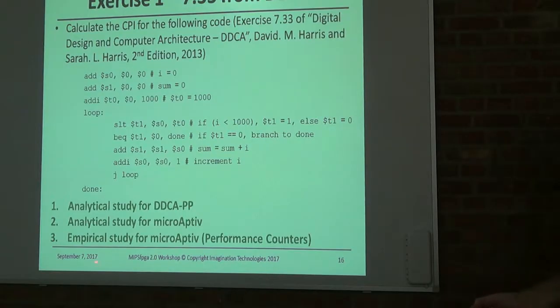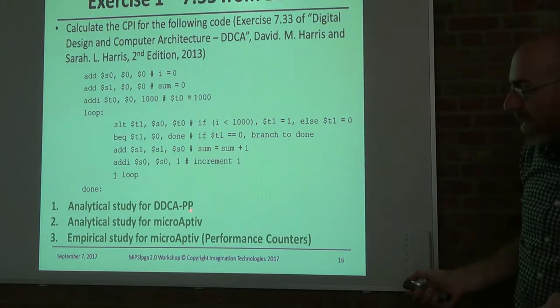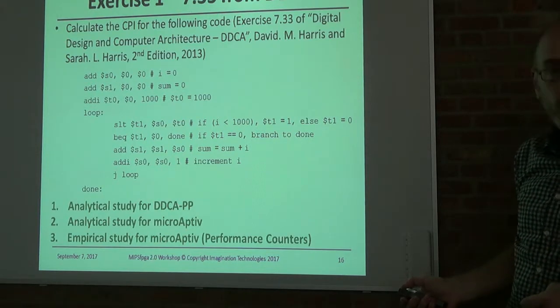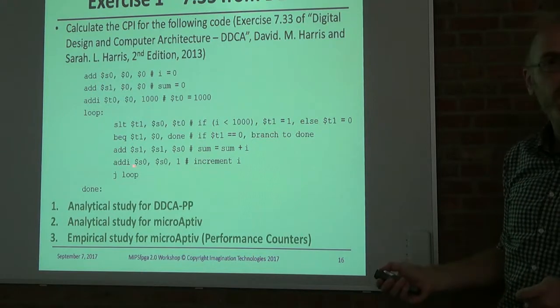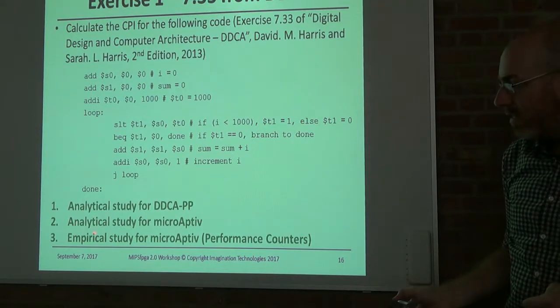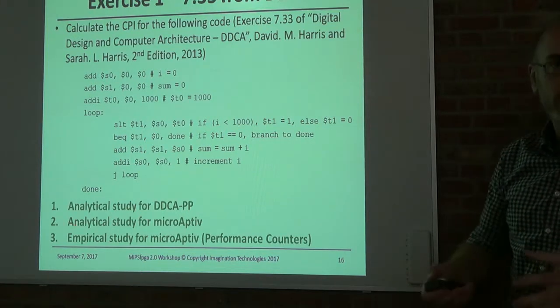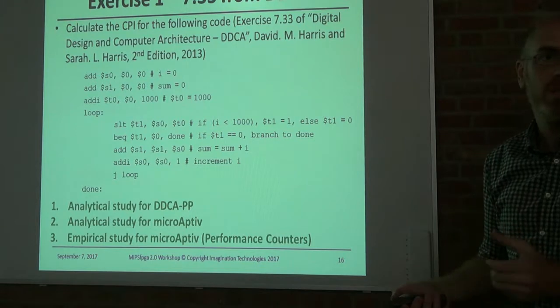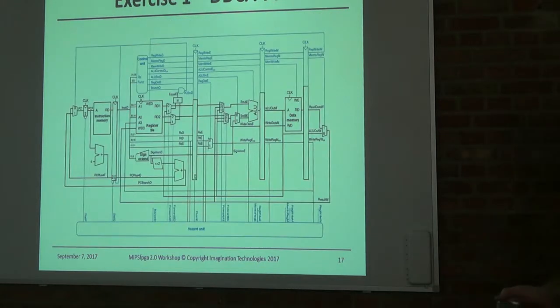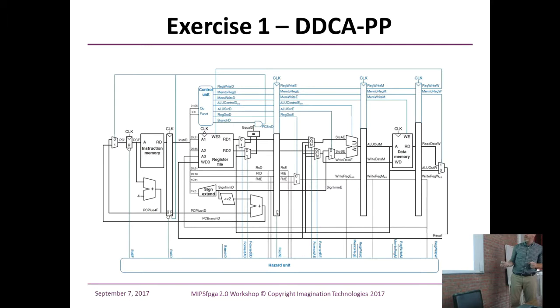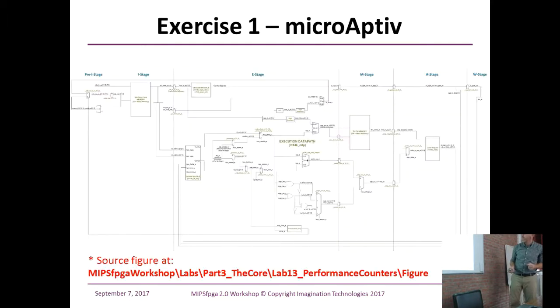What we ask the students to do is, first, study analytically for the processor in the book the CPI of this program, and then study it for MicroActive. For MicroActive, they will study analytically and also empirically by using the performance counters. Okay? So this is the processor in Harris and Harris' book, and this is MicroActive. You cannot see it here, sorry for that, but you have the source code of the figure in the workshop materials. You can zoom into the figure and analyze it.